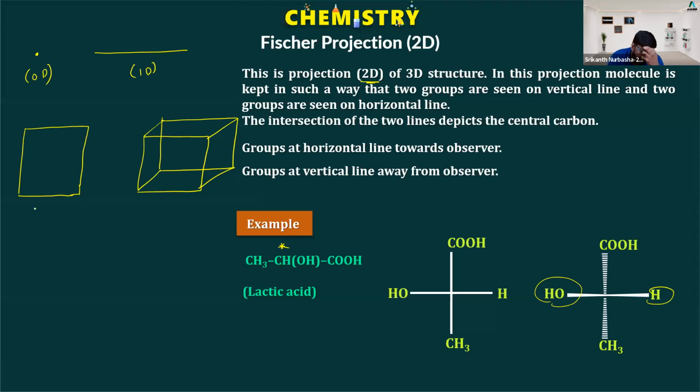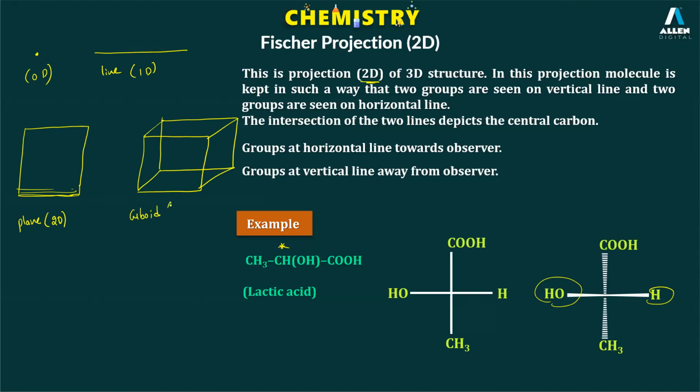How is a plane obtained? If you connect an infinite number of lines, this is one line, another line, like that, you will get a two-dimensional plane. How is a cube obtained? Cube or cuboid, whatever it is. By connecting an infinite number of planes, you can generate a three-dimensional cube.